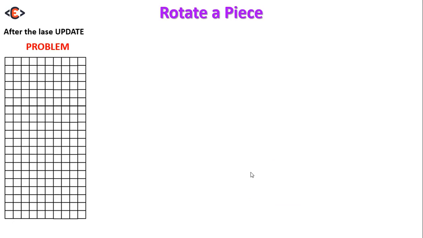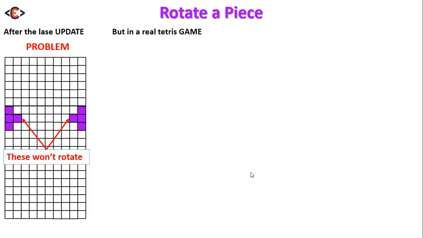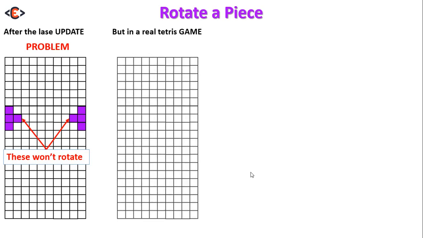Again, after the last update of our rotate function, we have a problem. Let's say we have a Tetromino next to the right wall or next to the left one. These won't rotate. Why? Because if they rotate, there will be a collision. But in a real Tetris game, they rotate. How? They move to the left and then rotate. For the left one, it moves to the right and then rotate. But here you must know that we don't see the movement. The movement is done in the background. We just see the rotation.